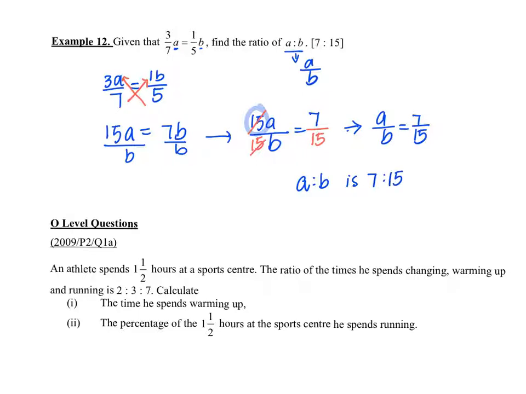Now, of course, this is the long cut. I can also get the shortcut. If I have that 15a equals 7b, the shortcut is: a is how many units? a is 7 units, and b will be 15 units. Have you gotten the answer? Now let's continue to the next part of the questions.